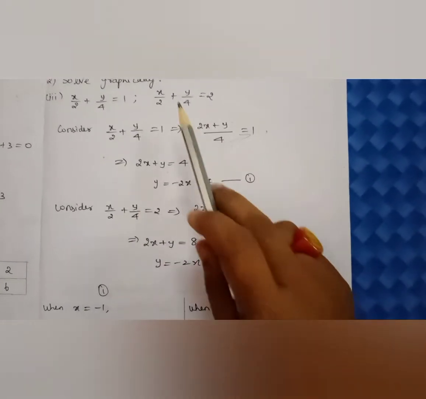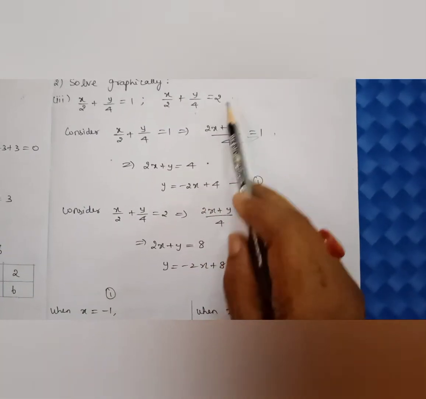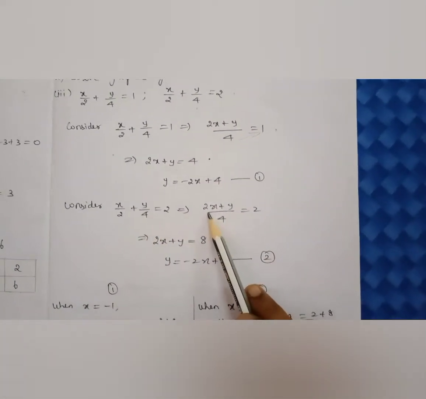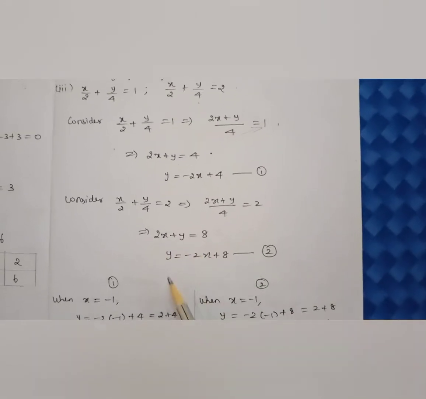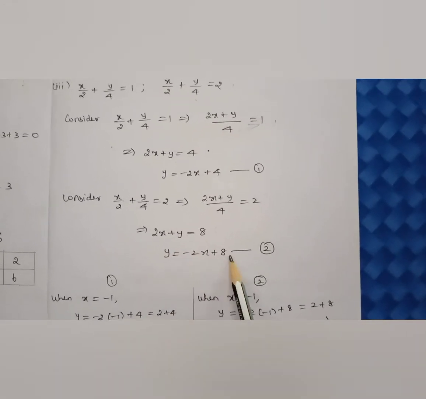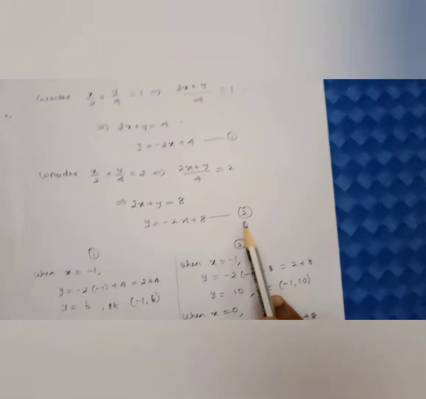Now consider the next one. x by 2 plus y by 4 is equal to 2. So now take LCM. It is going to be 2x plus y by 4 equal to 2. So 2x plus y is equal to 8. So y is equal to minus 2x plus 8. This is going to be your second equation.